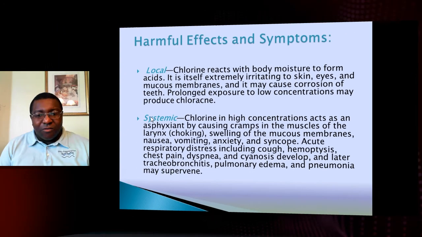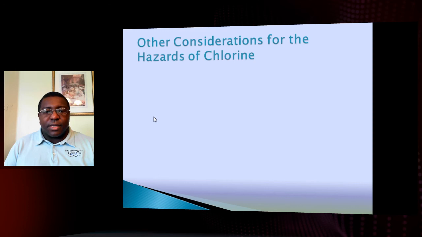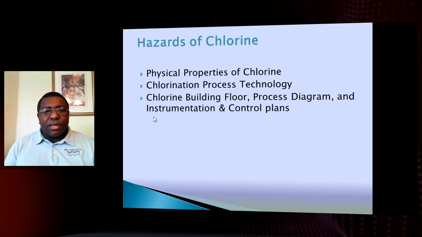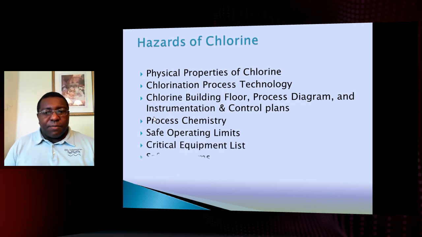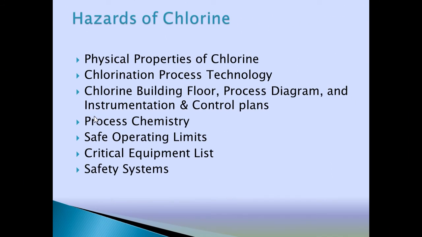Now, when you get to a systemic level with high concentrations, you could asphyxiate and die. Those are the levels you want to stay away from. You can have some acute respiratory disorders. Coughing occurs at any level of chlorine. And then here are some of the other considerations with chlorine. That's a very dangerous chemical, so you should have a process safety analysis, a hazard analysis. I'm just going to put these up at one time so you can see all the different hazards associated with chlorine.